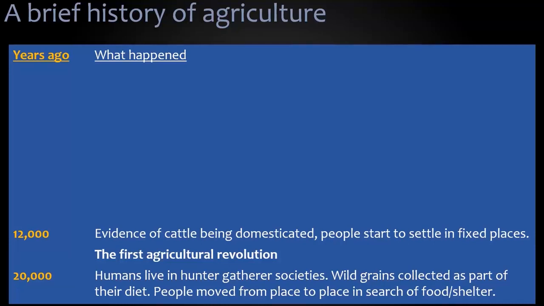12,000 years ago is the first time that we saw any evidence of cattle being domesticated and people starting to settle in fixed places. This was the first agricultural revolution.